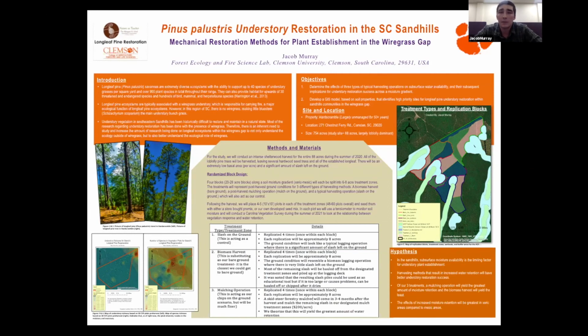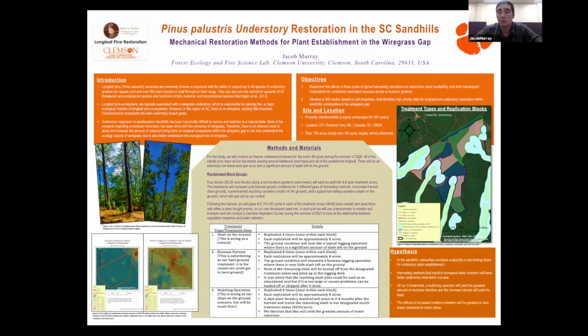A couple of objectives for this project. The first is to determine the effects of 3 different harvesting operations on subsurface moisture availability as well as subsequent restoration success along a moisture gradient. Basically, we're going to look at 3 different harvesting methods and figure out which post-harvest ground condition is going to be most successful in terms of understory restoration, on sites that are mesic and xeric, or at least along that gradient.